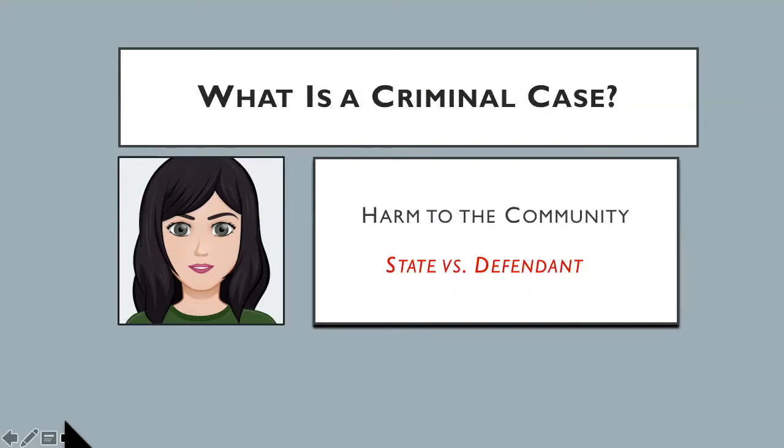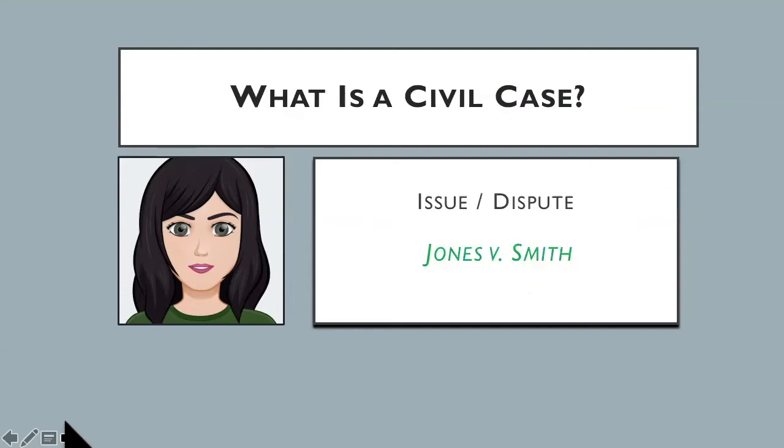What is a criminal case? Well, it's defined as criminal because it's a harm to the community at large. So it's usually captioned something like state versus defendant, California versus Professor Blakey. A civil case is different because that's not a harm to the entire community. It's really an issue or dispute between a few people, such as Jones versus Smith get in a car accident.